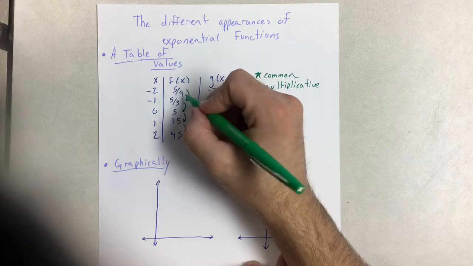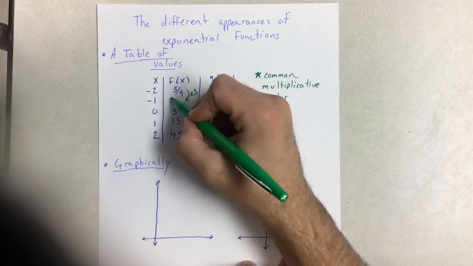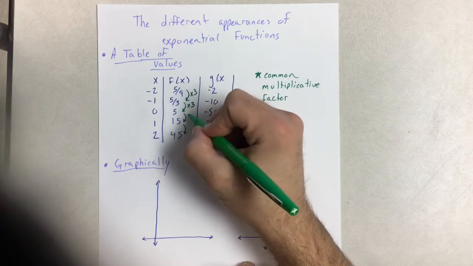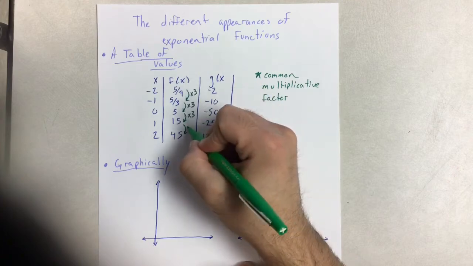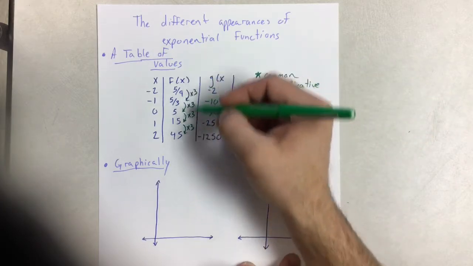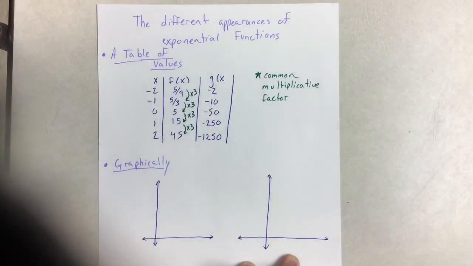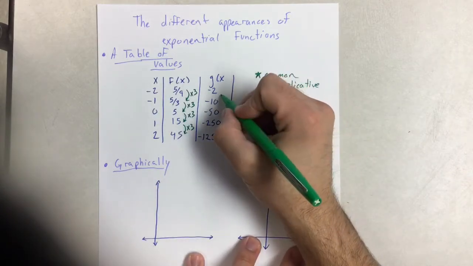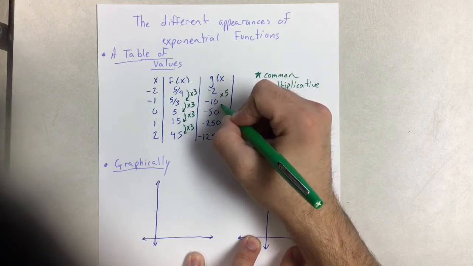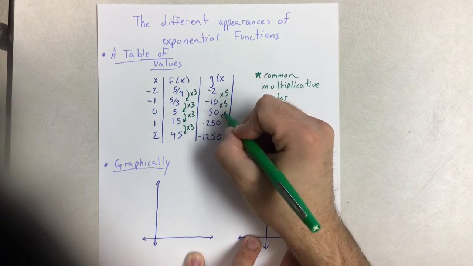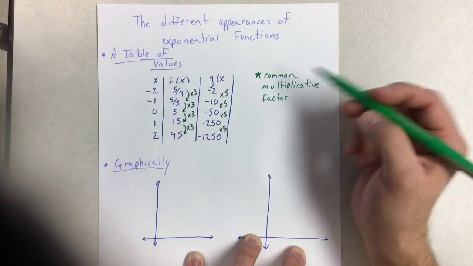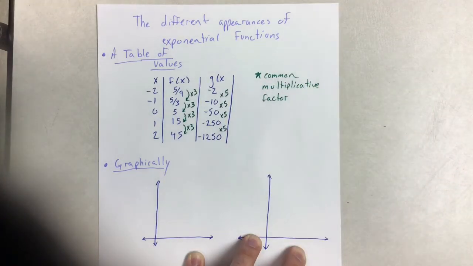To get from 5/9 to 5/3, we had to multiply by 3. To get from 5/3 to 5, again, we're multiplying by 3. And it's easier to see with the next set. 5 to 15, multiply by 3, and we multiply by 3. So a common multiplicative factor shows us it is an exponential function. And looking over here, going from -2 to -10, we're multiplying by 5. -10 to -50, multiply by 5, by 5, and by 5. So again, a common multiplicative factor, resulting in this being an exponential function.